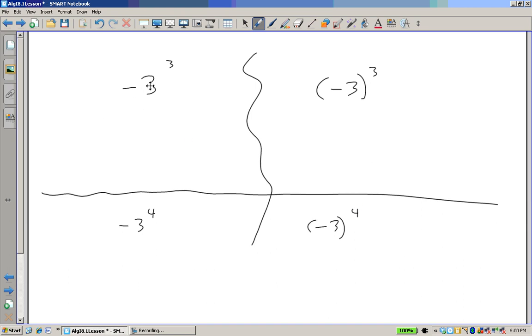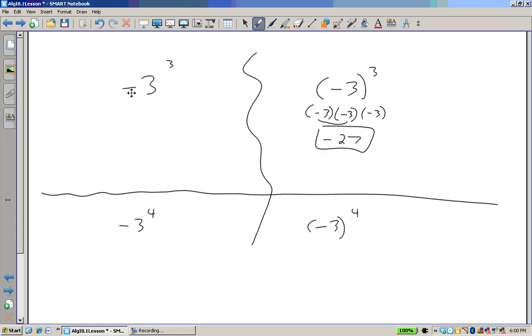What's happening here is a matter of order of operations. Here it says we have parentheses, so make 3 identical copies of negative 3. 1, 2, 3. Now there's 1, 2, 3 negatives, which makes the whole thing negative since it's an odd number. Negative times negative makes it positive, and then positive times negative is a negative. And 3 times 3 is 9, times 3 is 27.